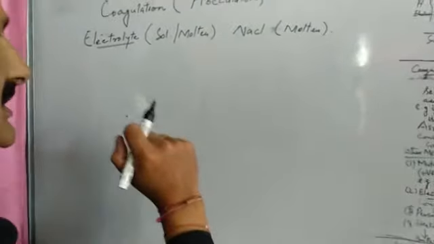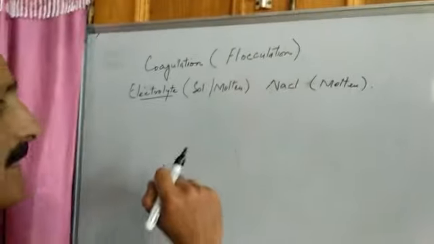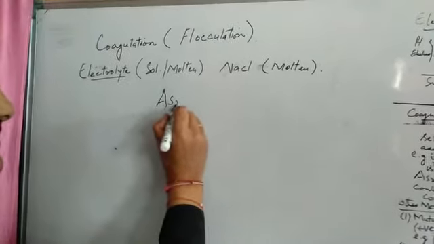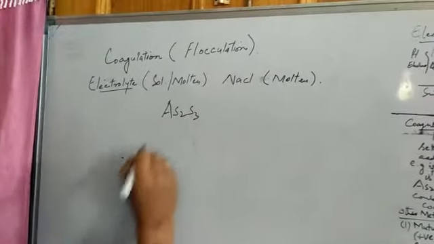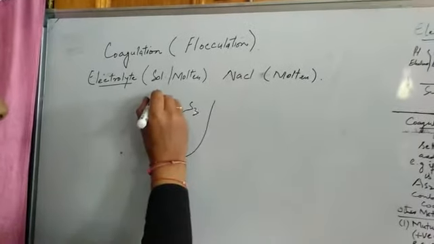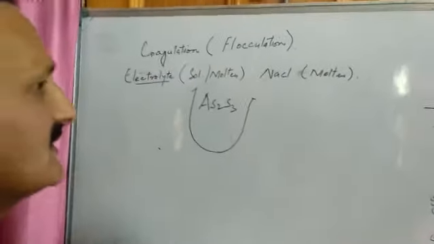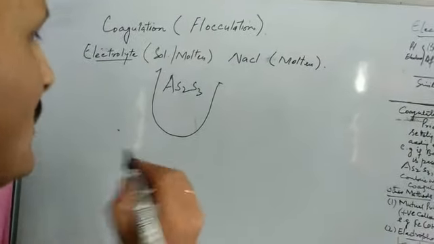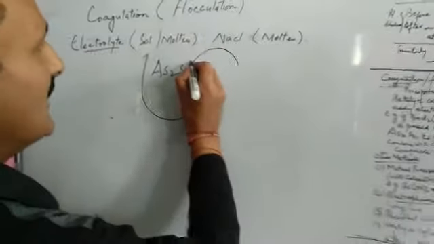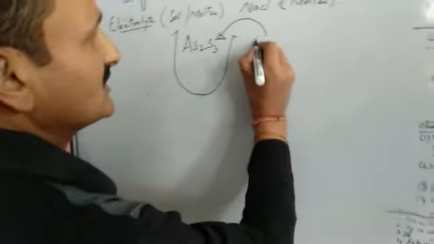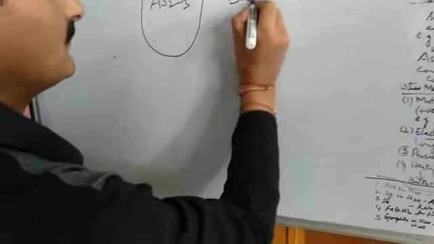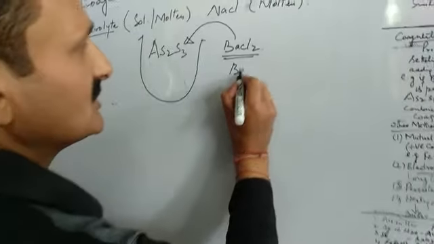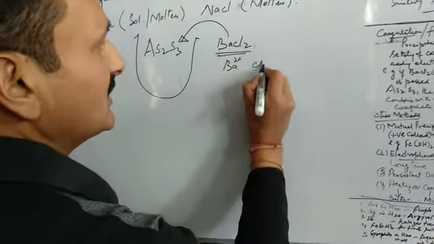Let me take an example here. Suppose I have a colloid, say arsenous sulfide, and we know that arsenous sulfide is a negatively charged colloid. Now if we add an electrolyte to it, suppose this is an electrolyte, barium chloride. Now in barium chloride, barium is a positively charged ion, chlorides are negatively charged.